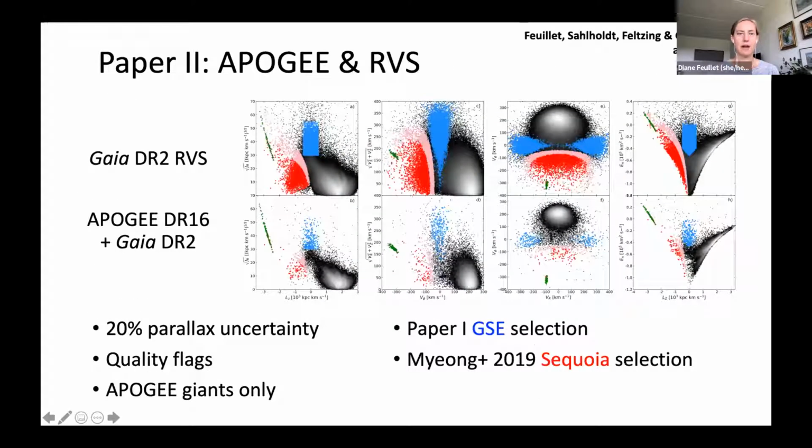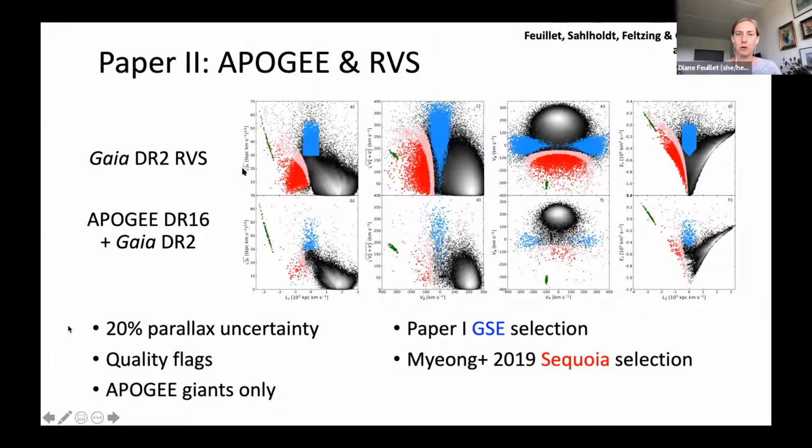Okay, so now I will move on to paper 2, our latest work that came out a month or so ago. So now we moved on to using basically two large samples of stars. The first one is just the Gaia DR2 RVS entire sample, and that's shown in the top panels here. Again, these are those 4 kinematic spaces that I flashed at the beginning. And then our other sample was APOGEE DR16 combined with Gaia DR2 for the kinematics and parallaxes. So these samples were both constrained to have 20% parallax uncertainties, removing stars with various quality flags. And for the APOGEE sample, we focused on the giants only.